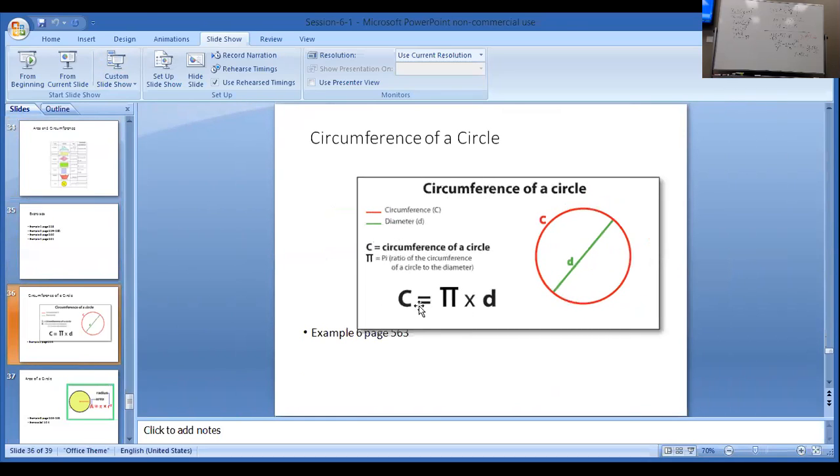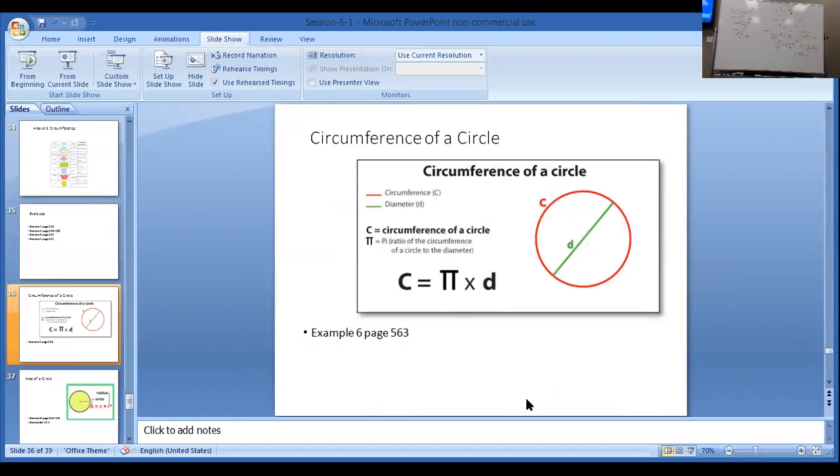The circumference of a circle is pi times the diameter, or pi times 2 times the radius. Example 6 on page 563. Again, simple. We have a circle. The diameter is 40 yards, so we multiply it by the number pi, 3.14. It's approximately 125.7 yards. The circumference is just the distance around the circle.